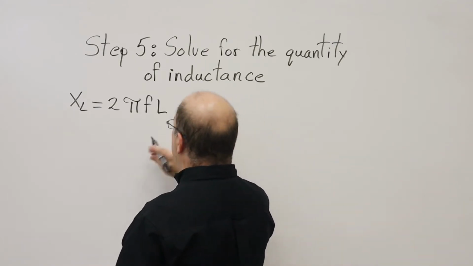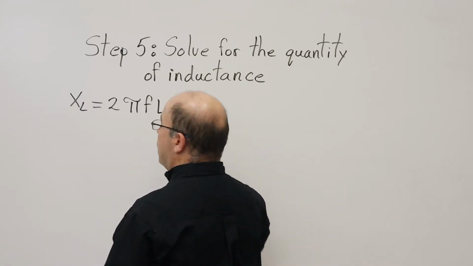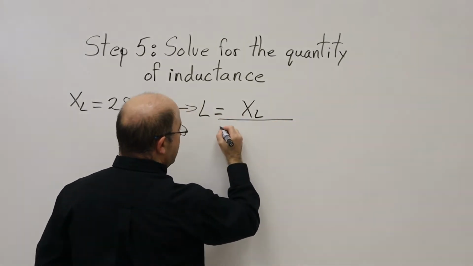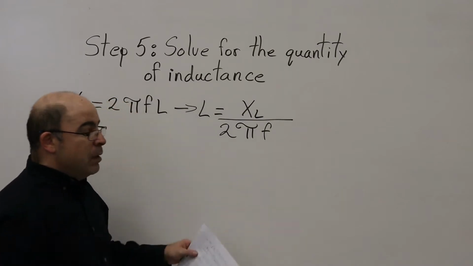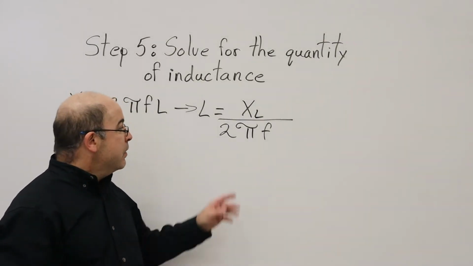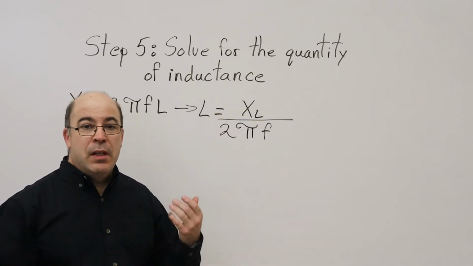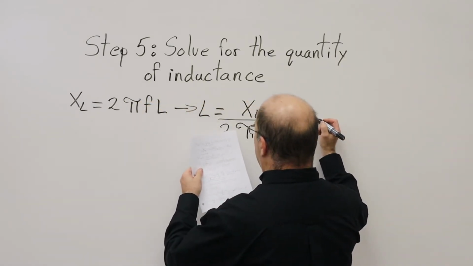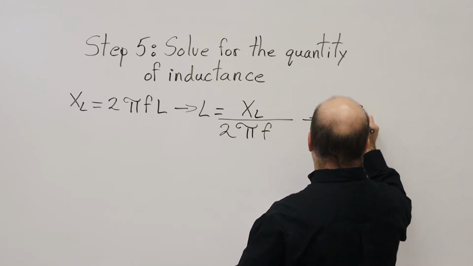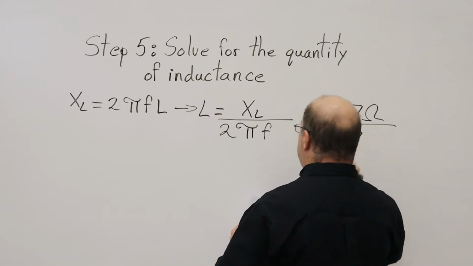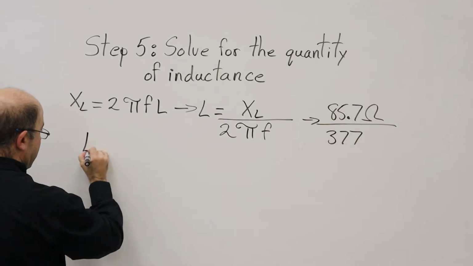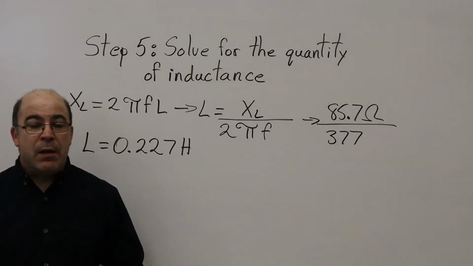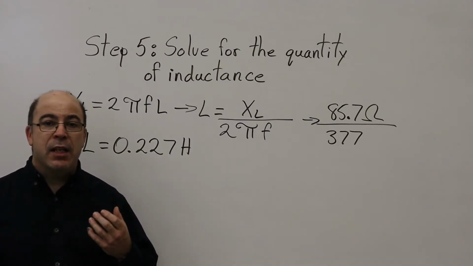What we're going to do is move this down here. The formula is going to look like this. L is going to be equal to X sub L divided by 2 times pi times frequency. Well, we know that the frequency in North America is 60 hertz, and that 2 and pi are given values, and we can just put 377. So we're just going to input our value of inductive reactance, .7 ohms divided by 377. And we're going to have a value of inductance. So L is equal to 0.227 henries.